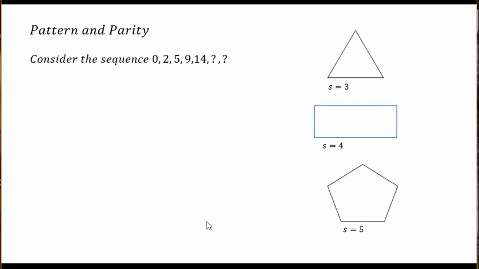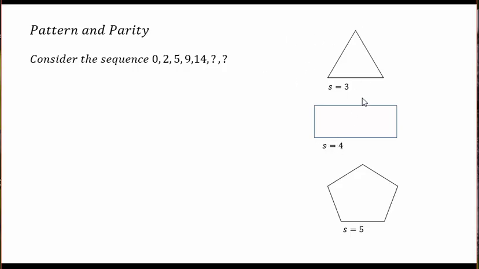Okay, now we're going to learn about patterns and parity. Okay, so let's say we have this sequence 0, 2, 5, 9, 14, and then what comes after? So it's kind of difficult to observe a pattern right off the bat. So let's look at a couple of shapes here.